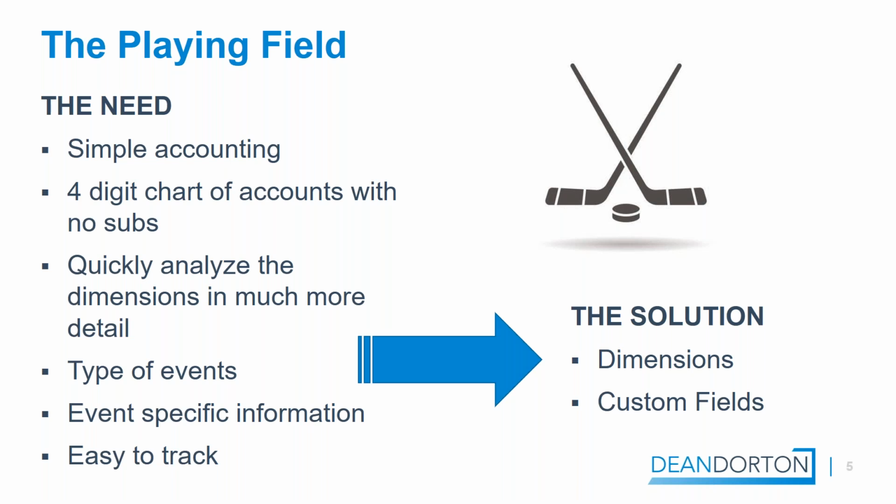So we also had a need to keep a very simple 4-digit chart of accounts. We don't want to create sub-accounts for every type of revenue or every opponent. We want to be able to quickly look at a dimension and be able to see as much detail as we can. We want it to be easy to track, easy for us to be able to use. So when we look at all of these types of needs, the solution becomes really apparent, especially when we utilize Intacct. The first is using dimensions.